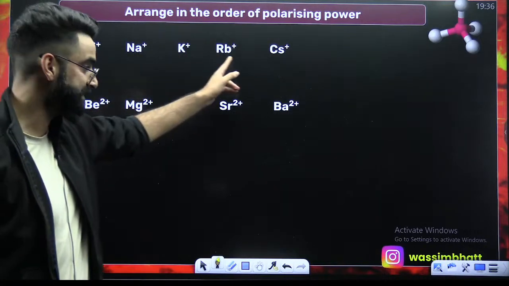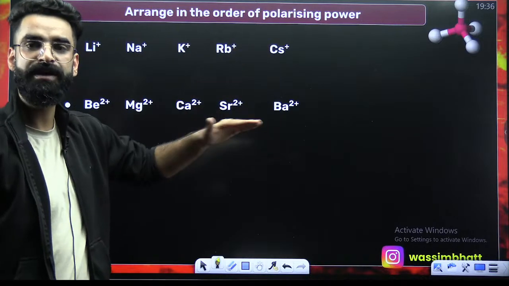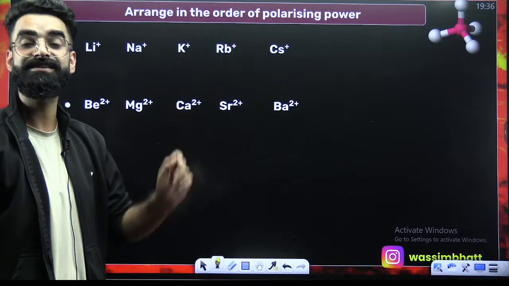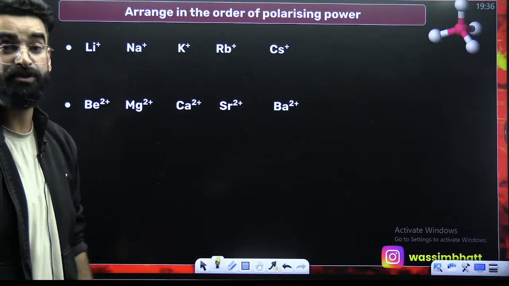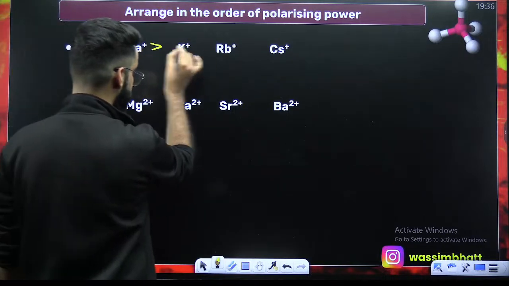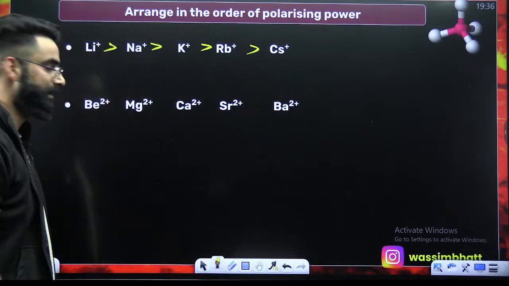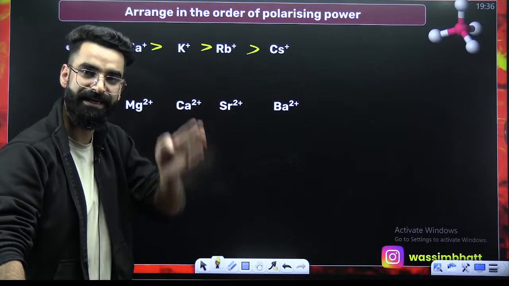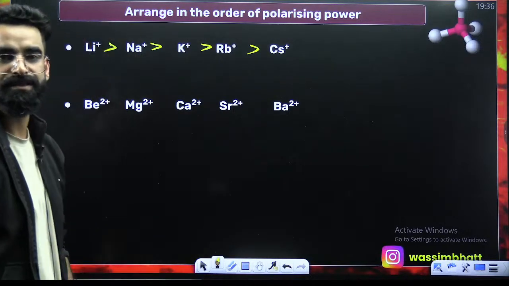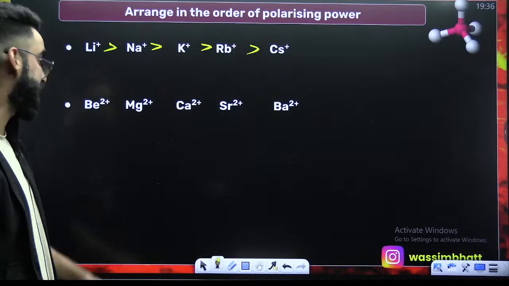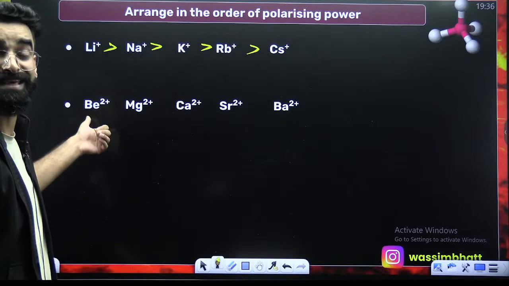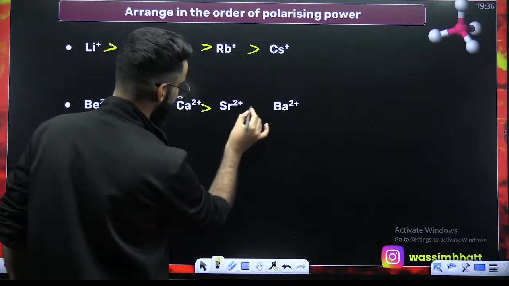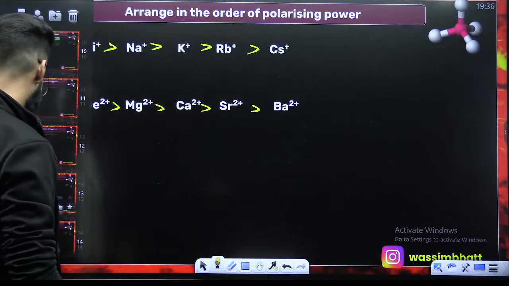So which cation is lesser in size? Lithium, sodium, potassium, rubidium, cesium. Down the group, size increases. So which one has got lesser size? Li positive. If Li positive has got lesser size, it will be having more polarizing power. Similarly, beryllium, magnesium, calcium, strontium, barium. Group second elements. Down the group, size increases. So which one has got least ionic size? Be di positive. Lesser the size, more the polarizing power. So which one has got more polarizing power? This is the order of the polarizing power of the cations.